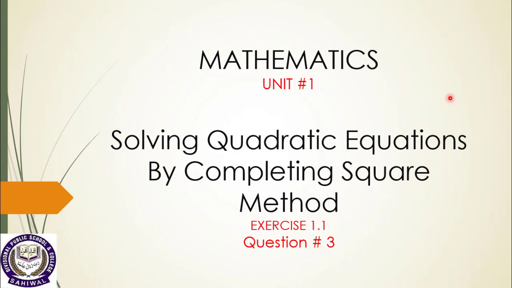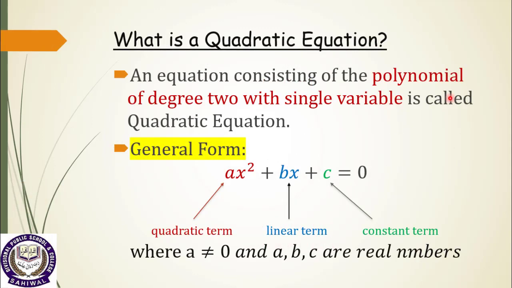Today, we are going to discuss solving quadratic equations by the completing square method. So, what is a quadratic equation? An equation consisting of a polynomial of degree 2 with a single variable is called a quadratic equation.